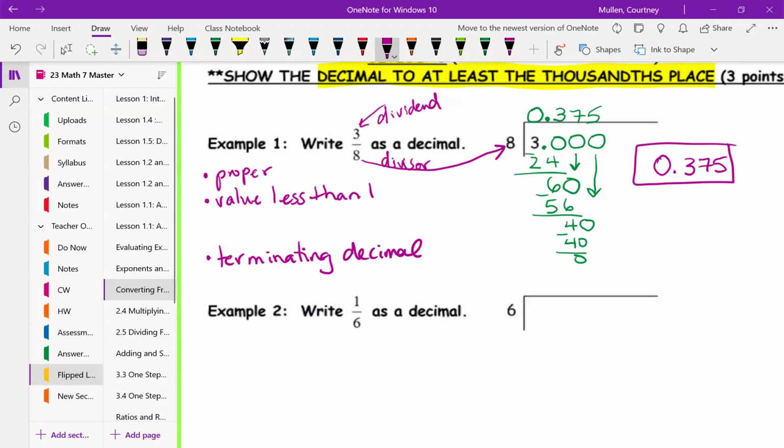Example 2, write 1/6 as a decimal. Okay, let's take some notes. Proper, improper, or mixed? It's proper. What do we know about its absolute value? Exactly, less than 1. Which number is the divisor? It's the 6. What's the other number called? The dividend. Very good. And so that's going to go inside.